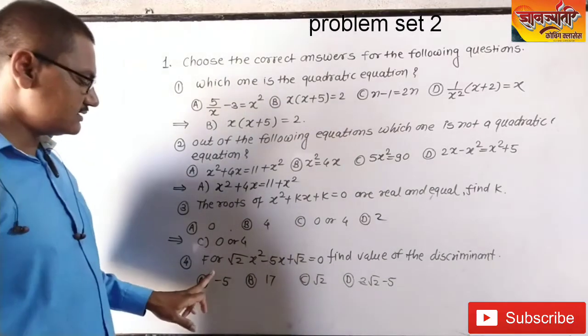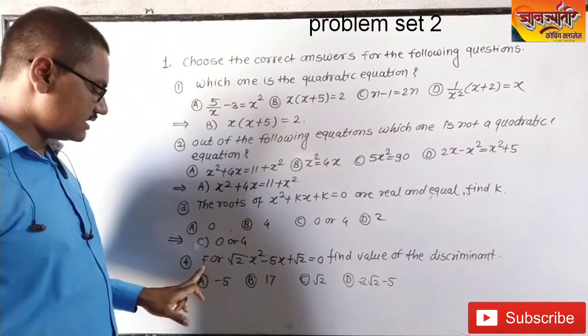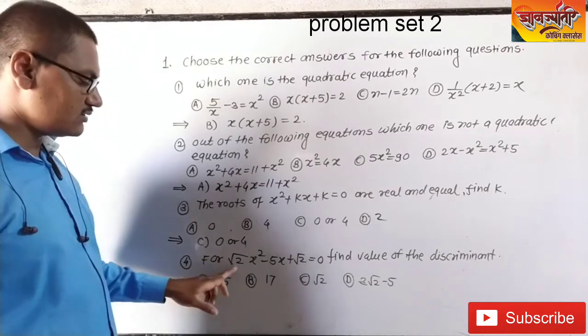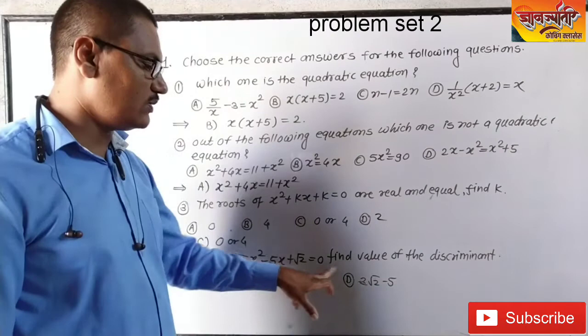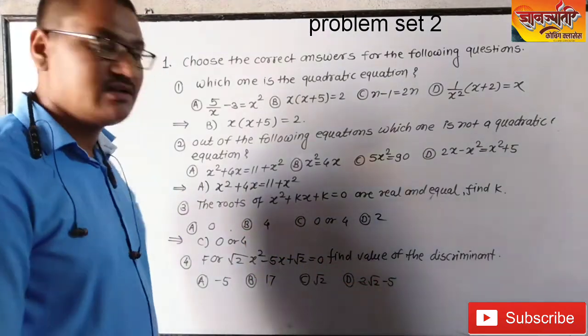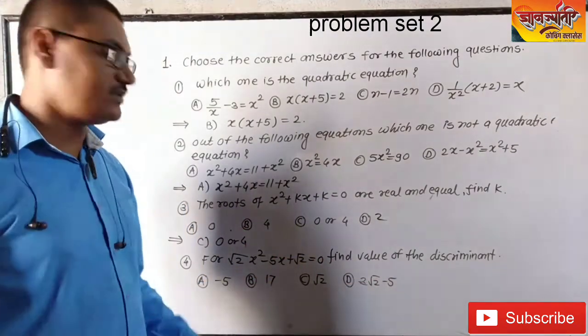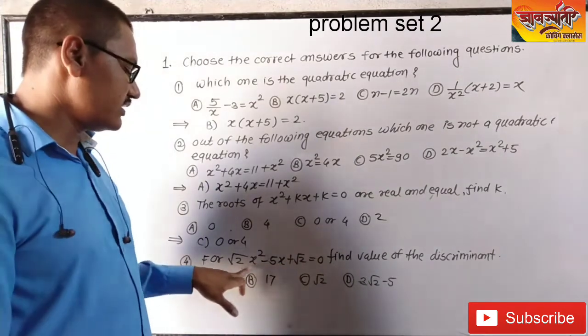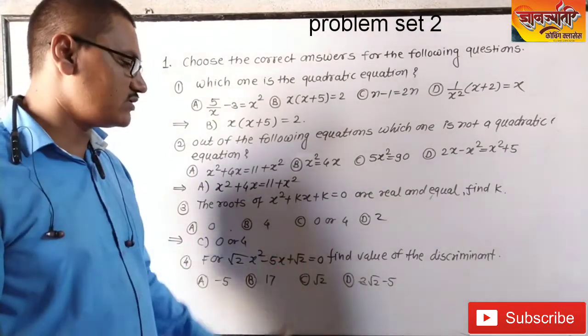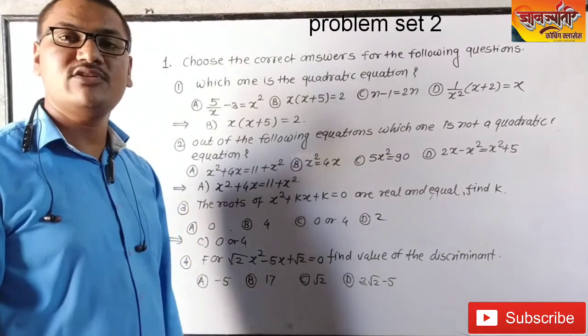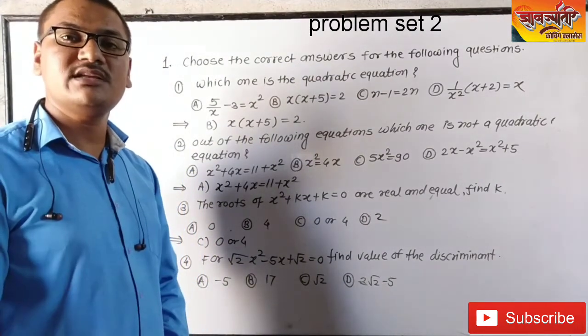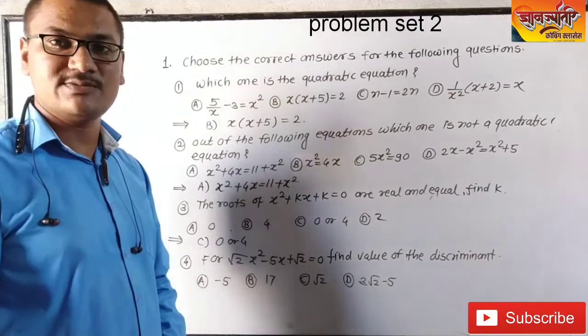Taking the next one. The question is: for root 2x square minus 5x plus root 2 is equal to 0, find the value of the discriminant. The required equation is root 2 x square minus 5x plus root 2 is equal to 0, and we find the value of the discriminant. How do we determine it? The discriminant of a quadratic equation is b square minus 4ac.